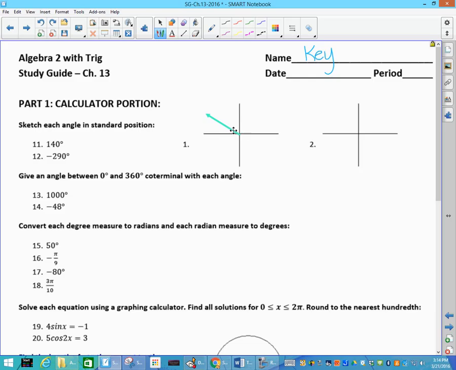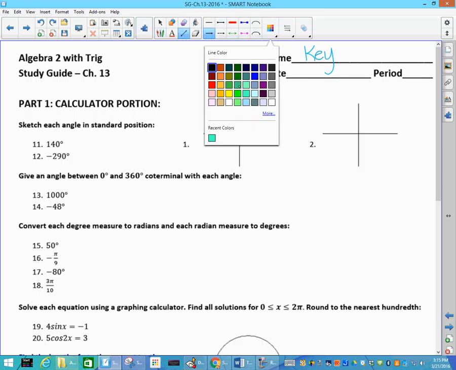So you need to draw a ray in the quadrant, the terminal side, starting at that positive x-axis, drawing an arrow in the direction that we go, and labeling it as 140 degrees. And there we go, 140 degrees. Okay, negative 290.